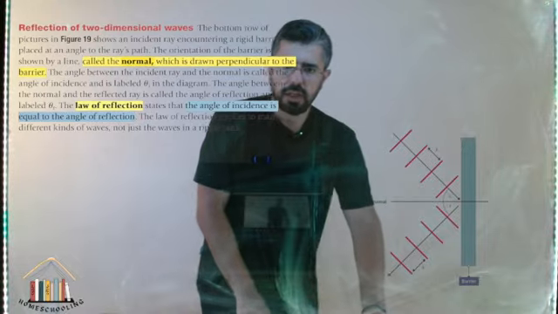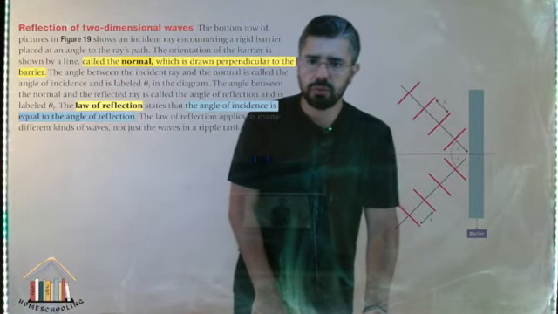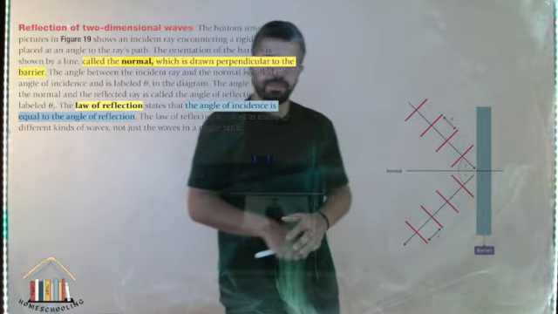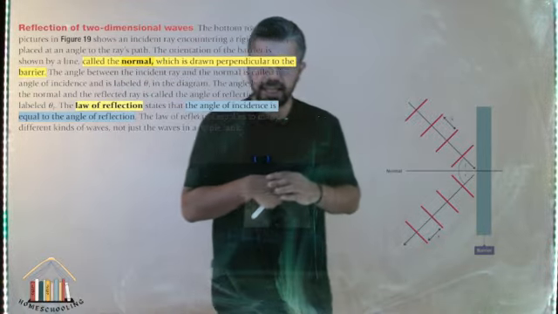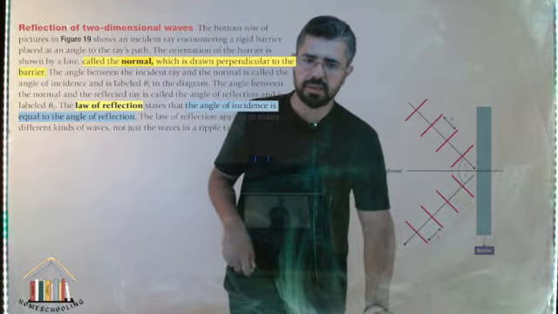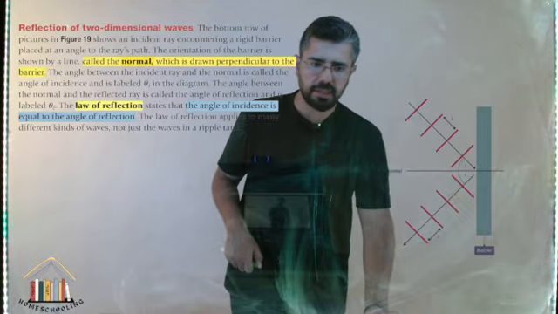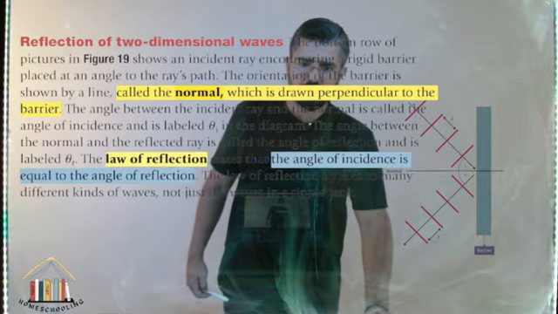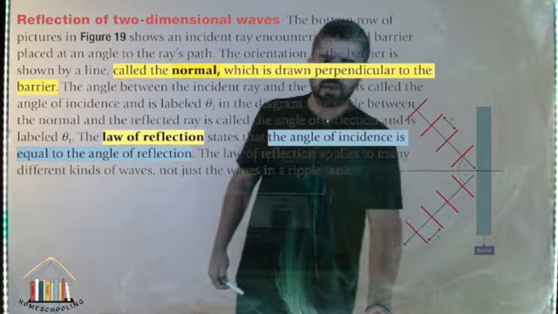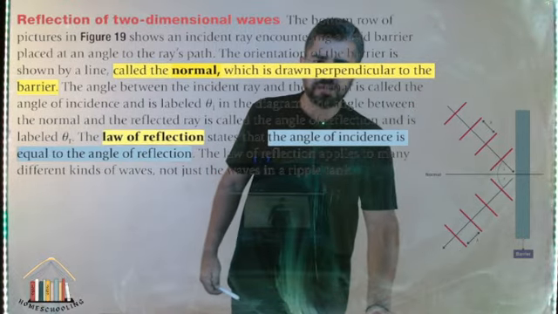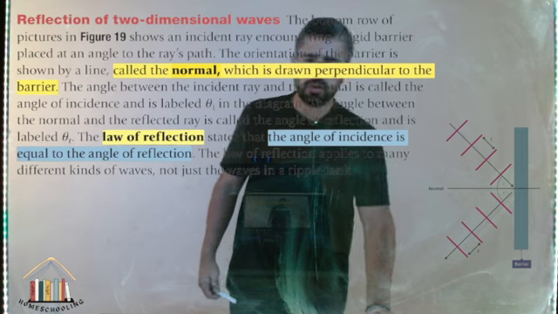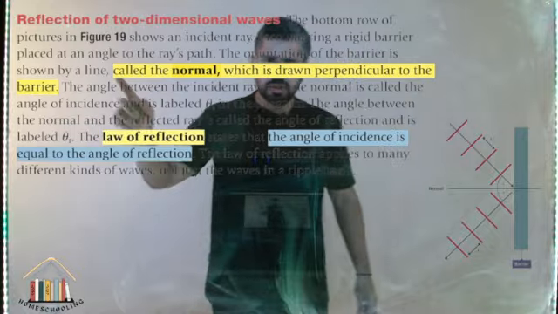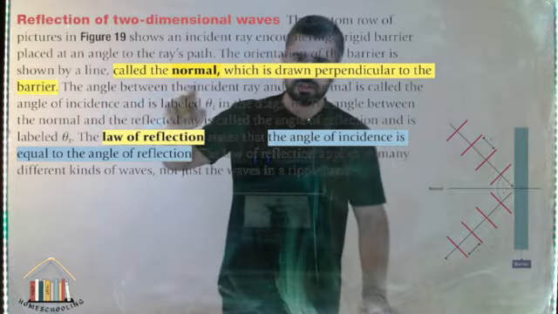Now talking about the reflection of 2-dimensional waves. We discussed already 2-dimensional waves. What about the reflection of such kind of waves? This is, I think, an important slide. Reflection means when the wave bounces back from a surface. It could be a mirror or a wall or another medium. So let's go through it together, talking about reflection of 2-dimensional waves.